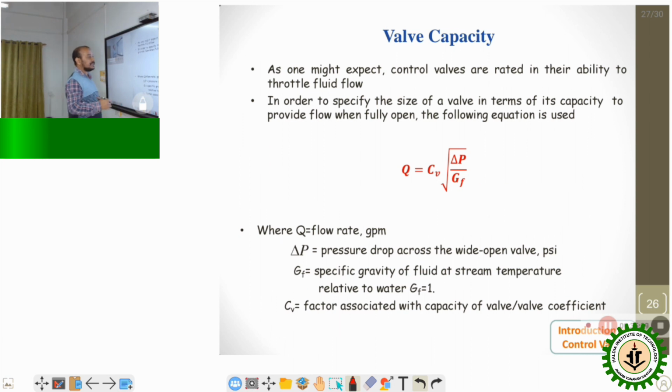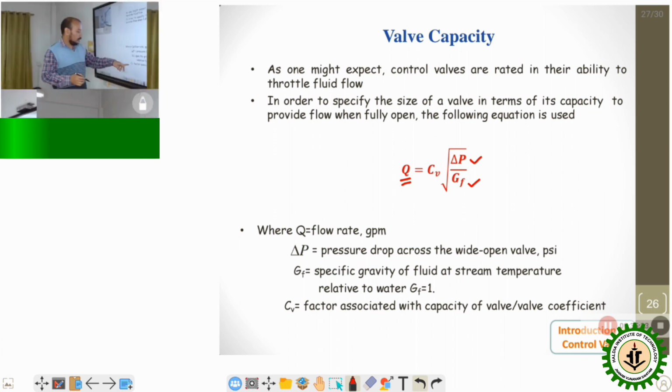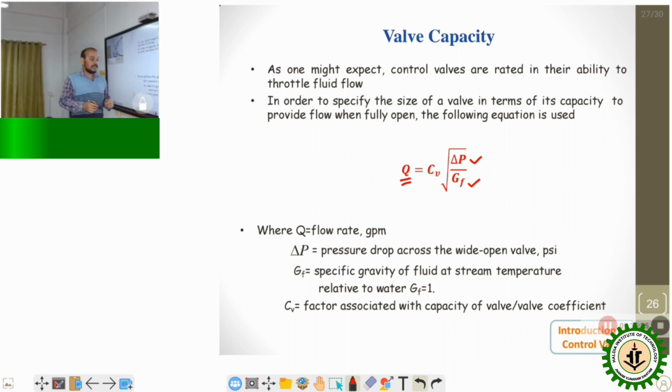This is the equation which gives the information that the flow rate depends on the CV, which is the valve capacity, times the root of differential pressure over specific gravity. Del P is the pressure drop across the wide open valve in psi. GF is the specific gravity of the fluid at stream temperature related to water, GF equal to 1, and CV is the factor associated with the capacity of the valve, the valve coefficient.